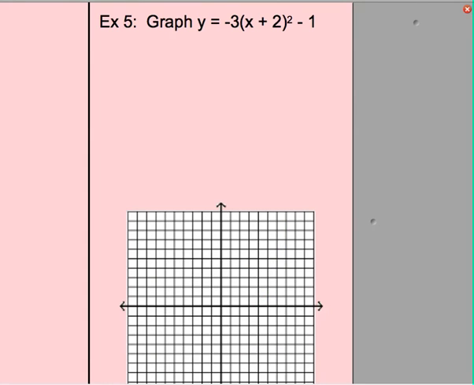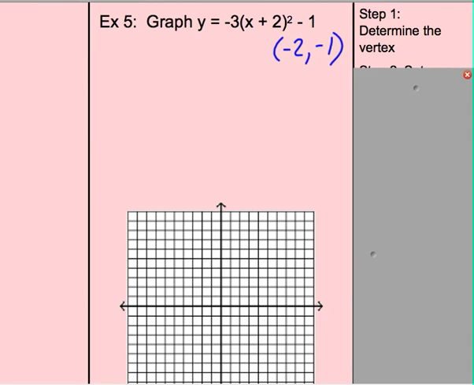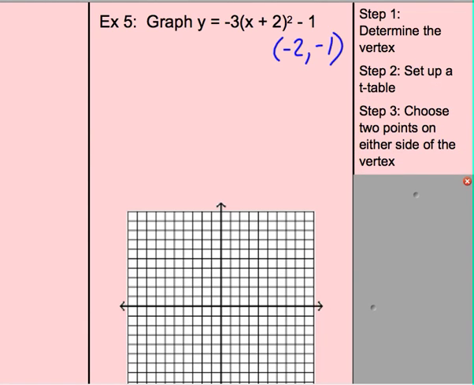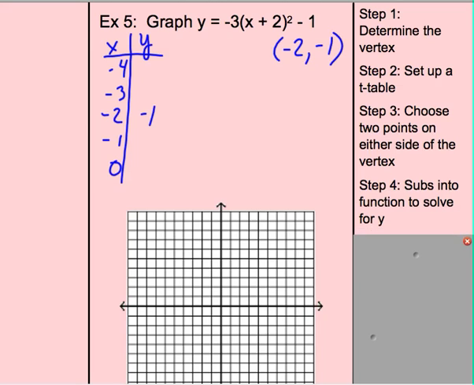And our last example, same process, figure out what that vertex is. The 2 coming out of the parentheses, -1 is still negative. Set up your t-table, put that vertex right in the middle. So I'm going to choose 2 numbers smaller and 2 numbers larger. Substituting those into the function for x to solve for y.